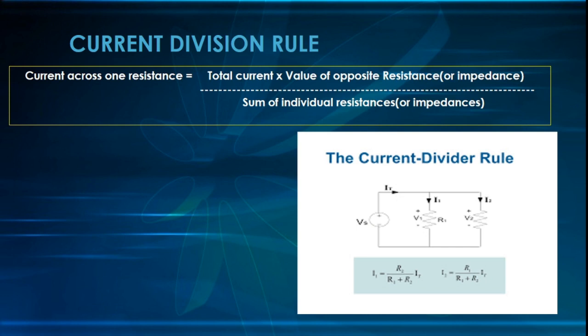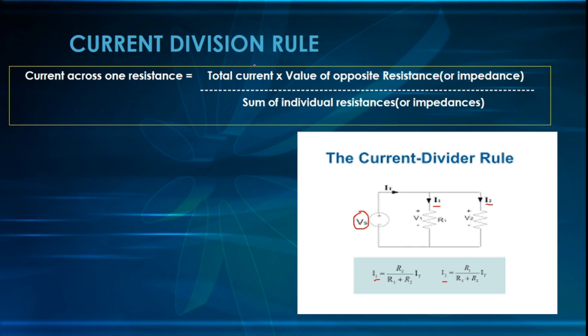The next rule is the current division rule. When two or more components are connected in parallel, the current gets divided among the components as I1 and I2, whereas the voltage remains constant. According to the current division rule, the current through each resistor can be measured as the total current times the value of the opposite resistance divided by the sum of the individual resistances.